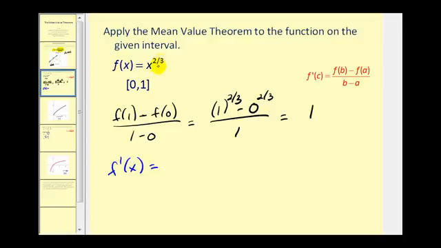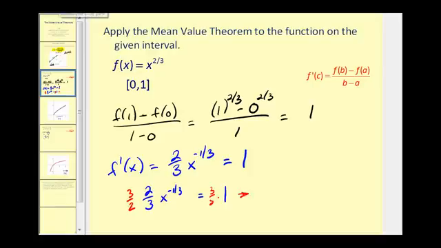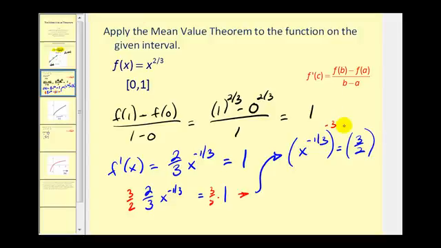So applying the power rule, we'd have 2/3 x to the 2/3 minus 1, that'd be negative 1/3. We want to know when this is equal to positive 1. So let's go ahead and solve this equation. Multiply both sides by 3/2. Let's go ahead and write this up here. We have x to the negative 1/3 power must equal 3/2. Now we want x to the first, so we'll raise this to the reciprocal power, or the negative third power. This would be x to the first.